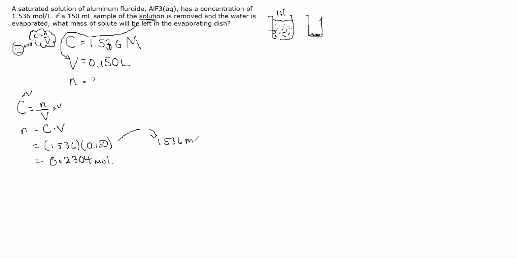1.536 moles per liter is being multiplied by 0.150 liters over nothing. The units cancel out, leaving you with nothing but moles. That's why our answer is just moles. That's the end of this question.